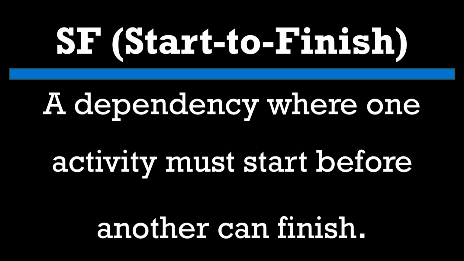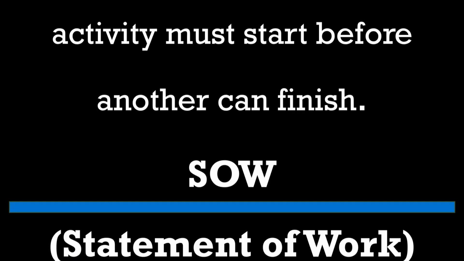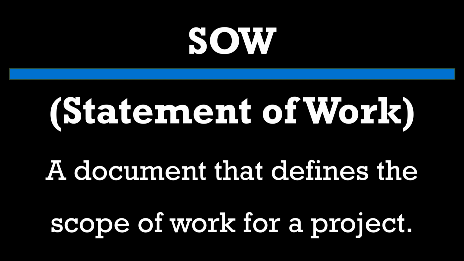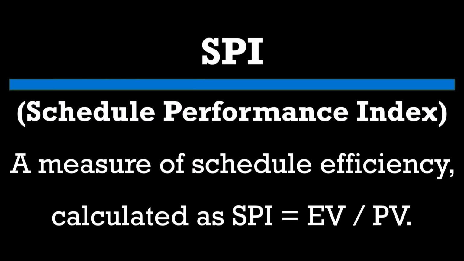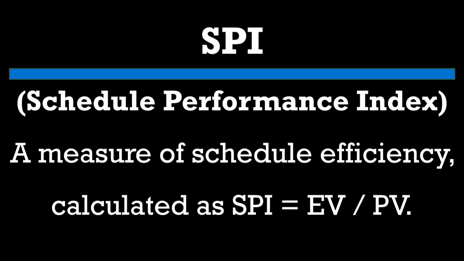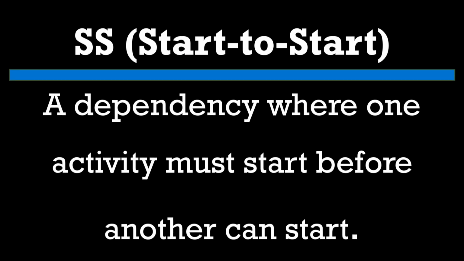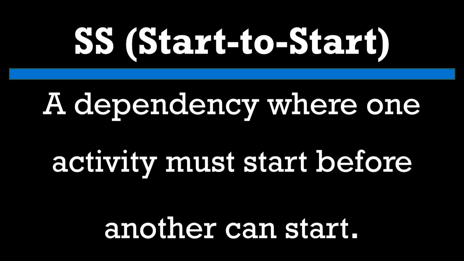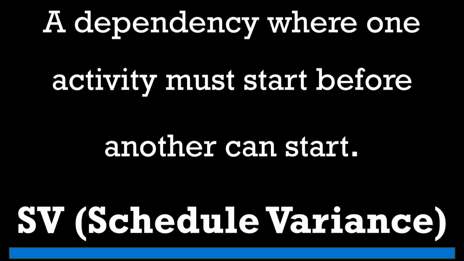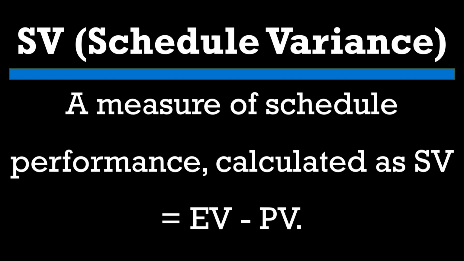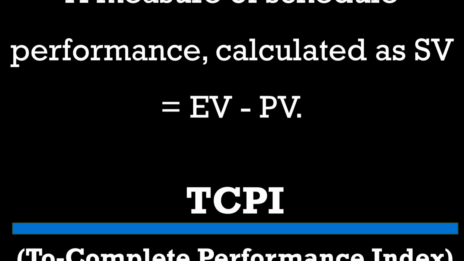SF, Start to Finish, a dependency where one activity must start before another can finish. SOW, Statement of Work, a document that defines the scope of work for a project. SPI, Schedule Performance Index, a measure of schedule efficiency, calculated as SPI equals EV over PV. SS, Start to Start, a dependency where one activity must start before another can start. SV, Schedule Variance, a measure of schedule performance, calculated as SV equals EV minus PV.